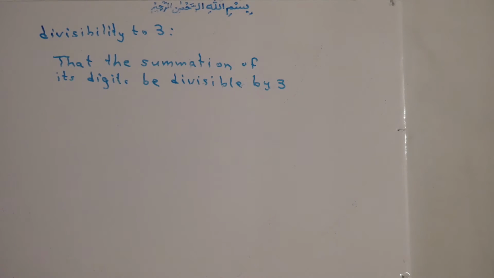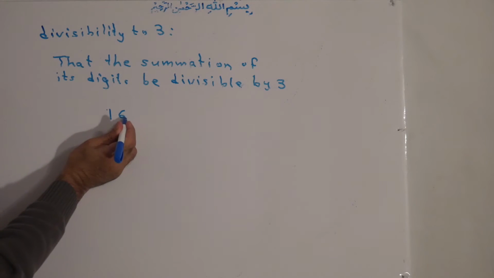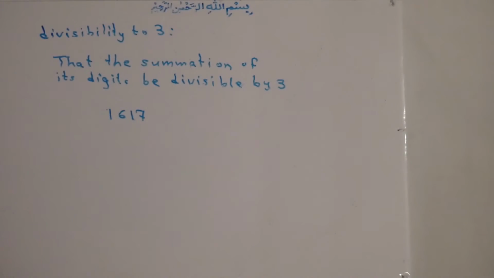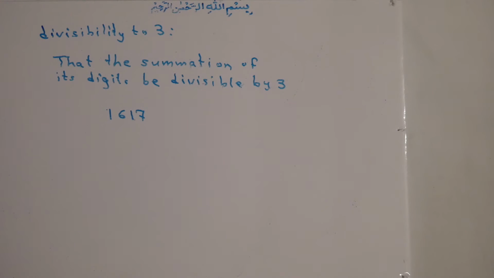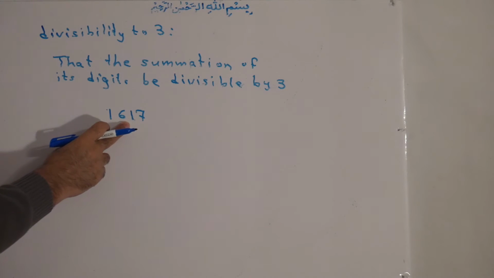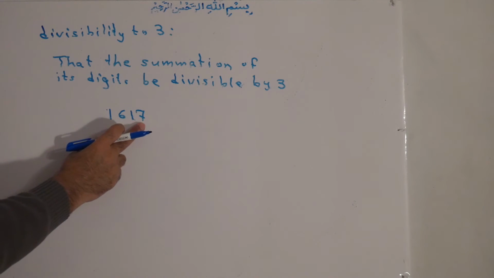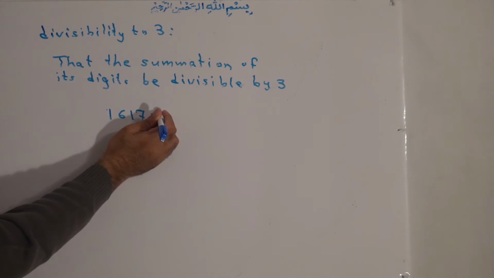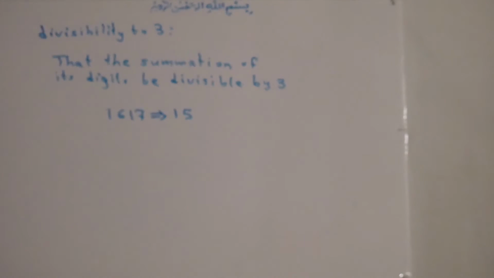What is the meaning of that? Like 1617, we take all of these digits. 1 plus 6 is 7, 7 plus 1 is 8, 8 plus 7 is 15. Because the summation of all of these is 15, so we know that 15 is divisible by 3.